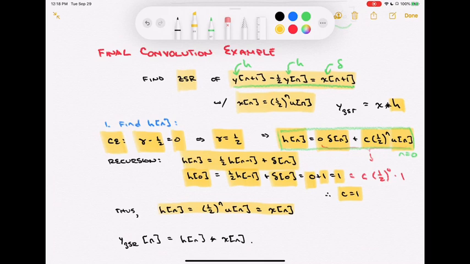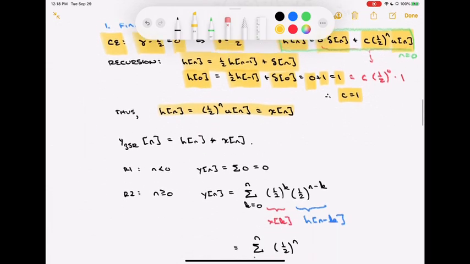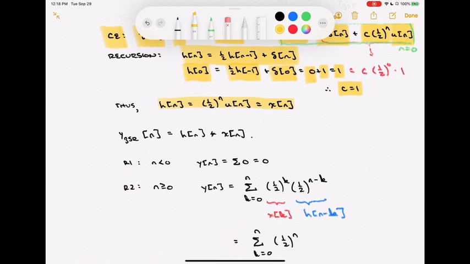So what I see here is h of n equals a half to the n, u of n. And that just happened to match the input that I was putting in there. So I'm driving the system at a natural mode. That's something we've talked about before in the context of continuous time systems. We're expecting something like resonance to come out of this. Let's see if the convolution confirms or verifies that.